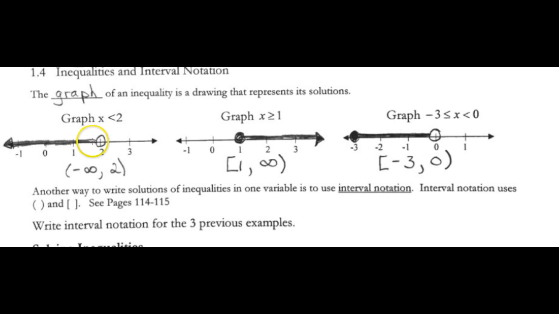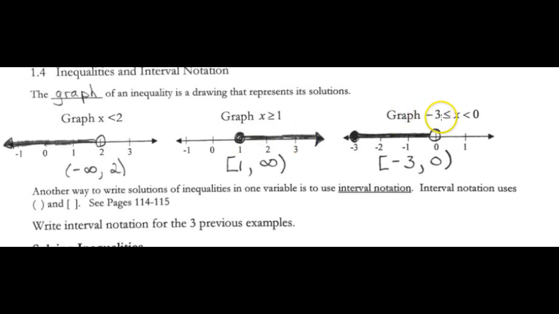And we shade to the left to show that those are all numbers less than 2. Our second graph is x is greater than or equal to 1. We want to include the 1, so we use a solid circle to show that 1 is included as part of the solution. X is greater than or equal to 1, so we want to shade all numbers to the right.